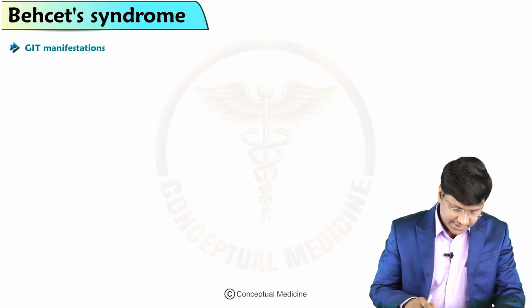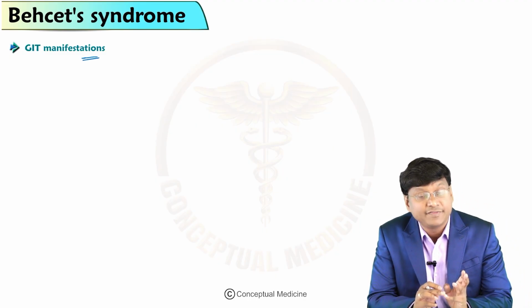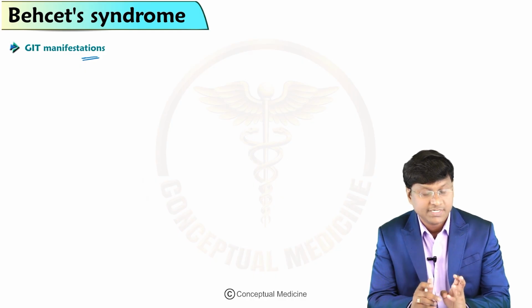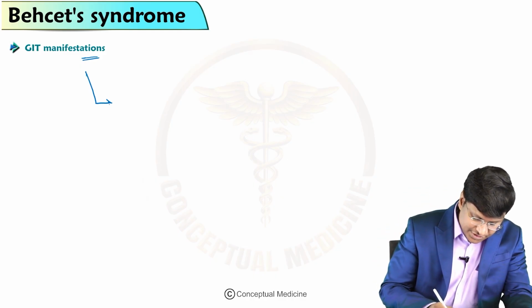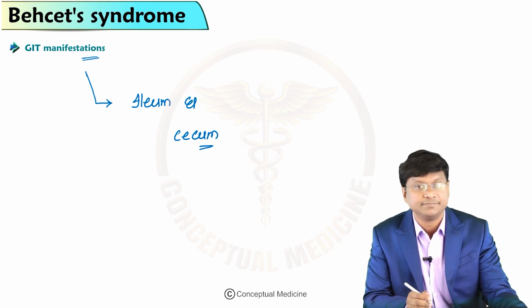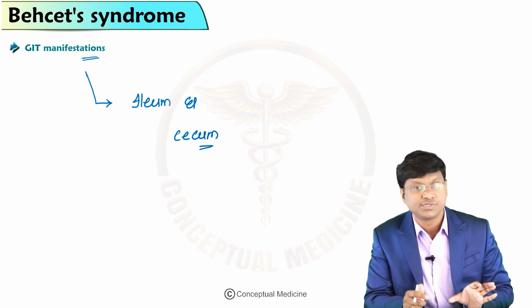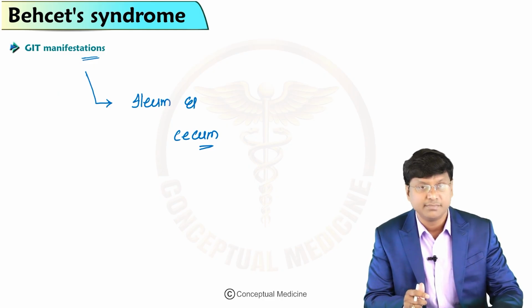Okay, then GI manifestations. So you will have aphthous ulceration within the GIT also, and this aphthous ulceration is mainly located within the ileum as well as within the cecum. So this is where you have the GI manifestations in patients with Behcets.